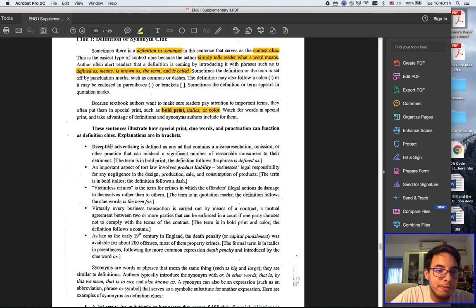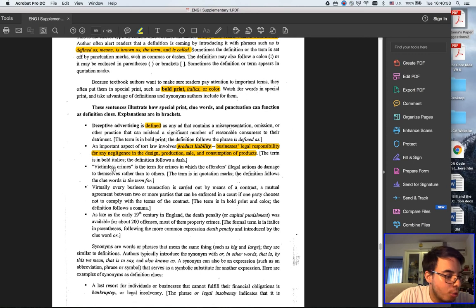So, the first one, deceptive advertising is defined as an ad that contains misrepresentation, omission, or other practice. So, notice that define. So we know that deceptive advertising defines or means this here. Okay. The next one is an important aspect of tort law involves product liability. And notice that there's a dash here. This dash implies that the next part is the meaning.